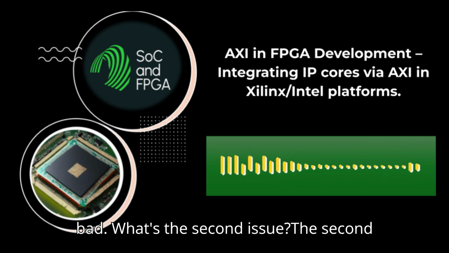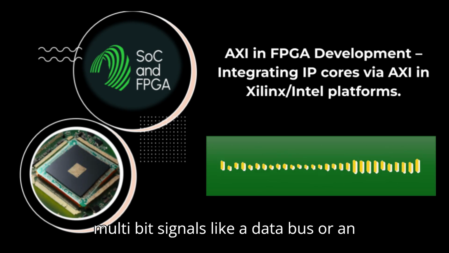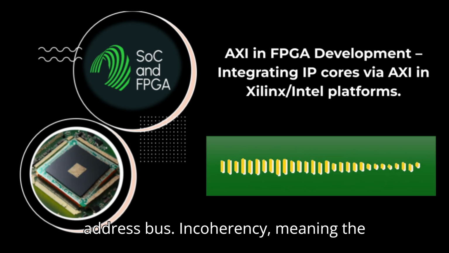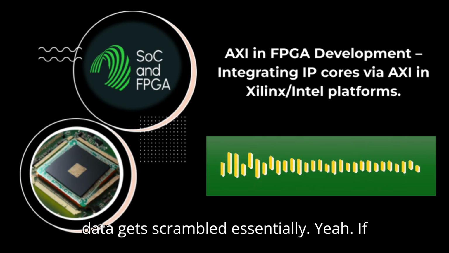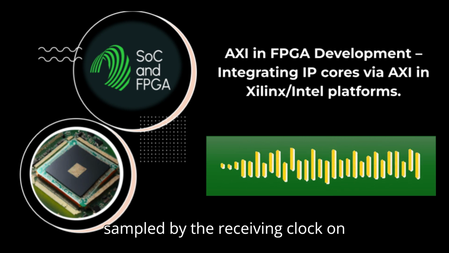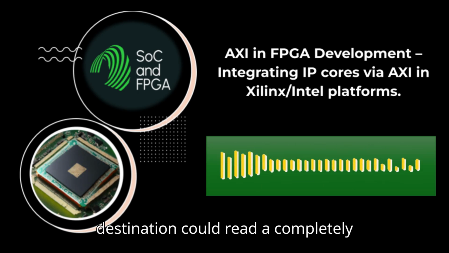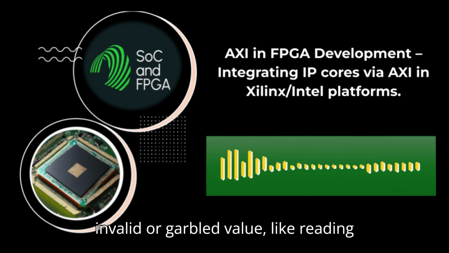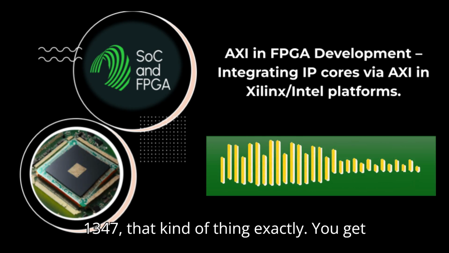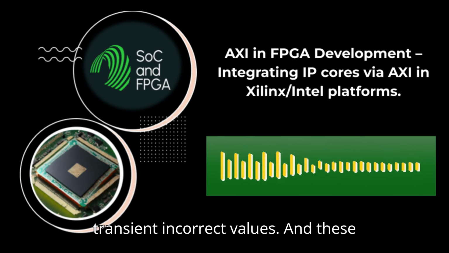What's the second issue? The second is data incoherency, especially with multi-bit signals like a data bus or an address bus. Incoherency. Meaning the data gets scrambled. Essentially, yeah. If different bits of a single data word are sampled by the receiving clock on slightly different clock edges because the clocks aren't aligned, the destination could read a completely invalid or garbled value. Like reading 1.3.4.7 when it should be 1347. That kind of thing, exactly. You get transient, incorrect values.